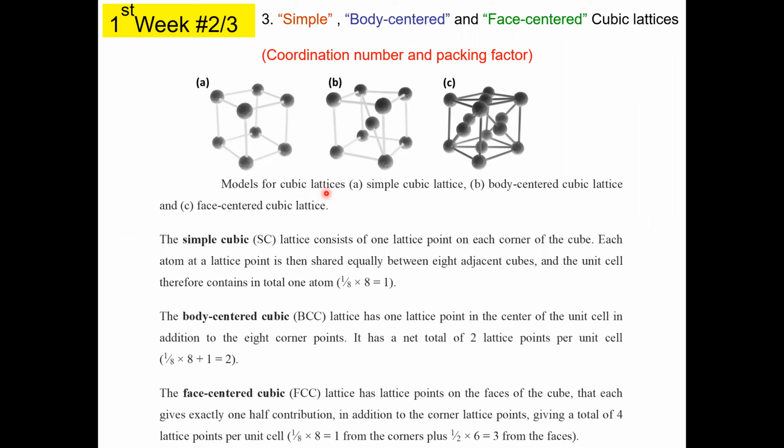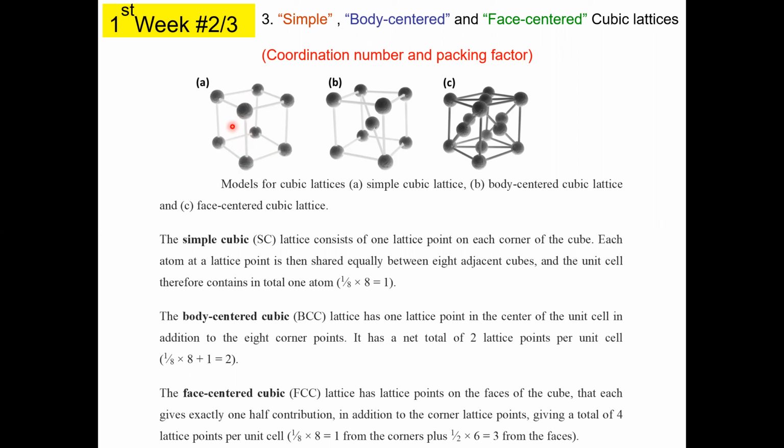These are models for simple cubic, body center cubic lattice, and face center cubic lattice. Look at this, the simple cubic, or the abbreviation SC. The simple cubic lattice consists of one lattice point on each corner of the cube. Each atom at a lattice point is shared equally between 8 adjacent cubes, and the unit cell therefore contains in total 1 atom.